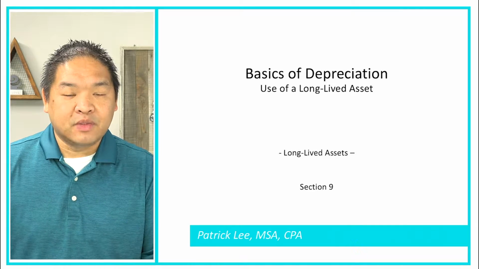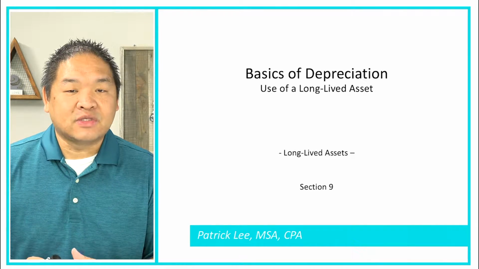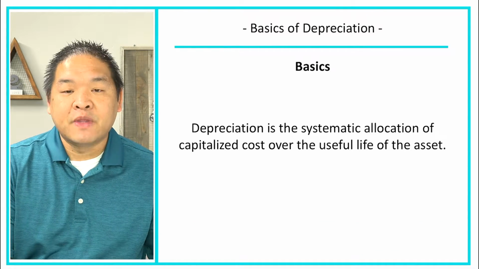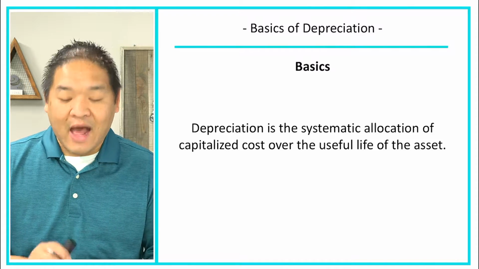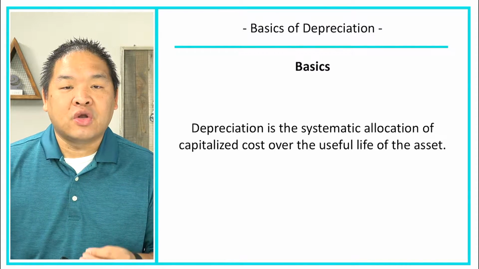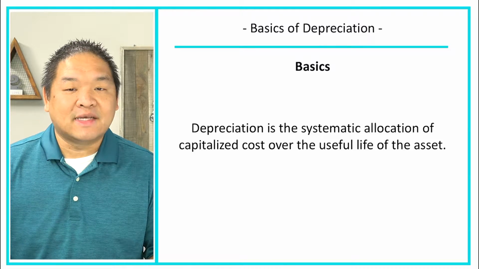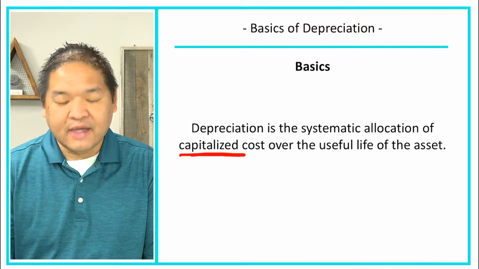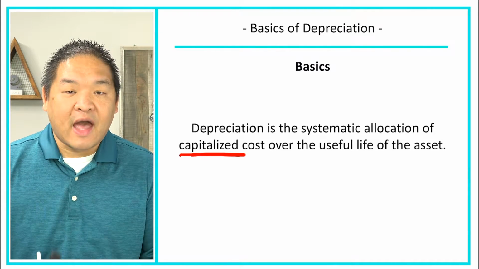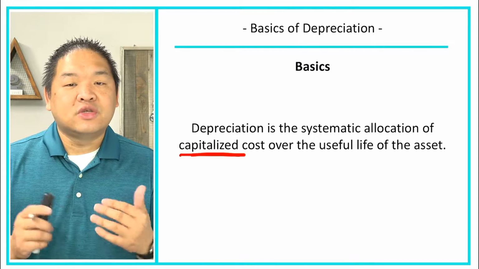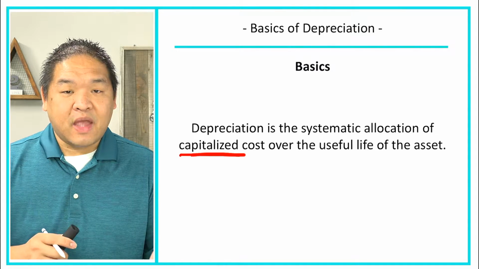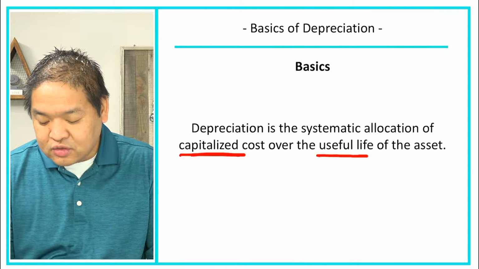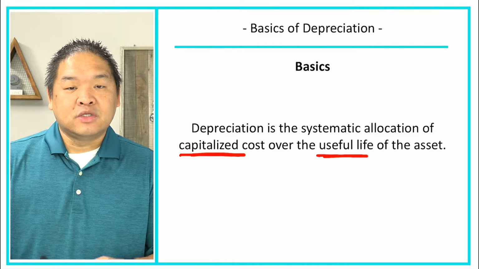And then from here, we're going to build upon that, especially when we get to the next few lessons where we're actually calculating depreciation. So let's talk a little bit about the basics of depreciation. So depreciation is the systematic allocation of capitalized costs over the useful life of the asset. And there's a couple of words here that I want to direct ourselves to. The first one here is capitalized cost. So up until now, we've been talking about the capitalized cost, the cost that we capitalize to the asset instead of expensing them. And then we are going to find a way to allocate them over the useful life of the asset. So that's what we're doing here.